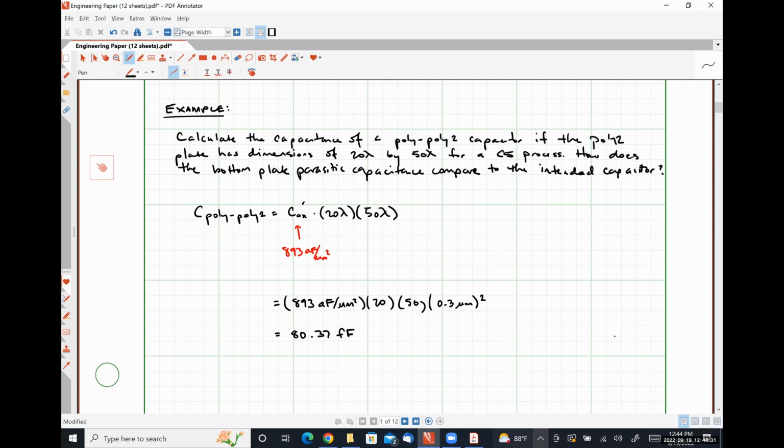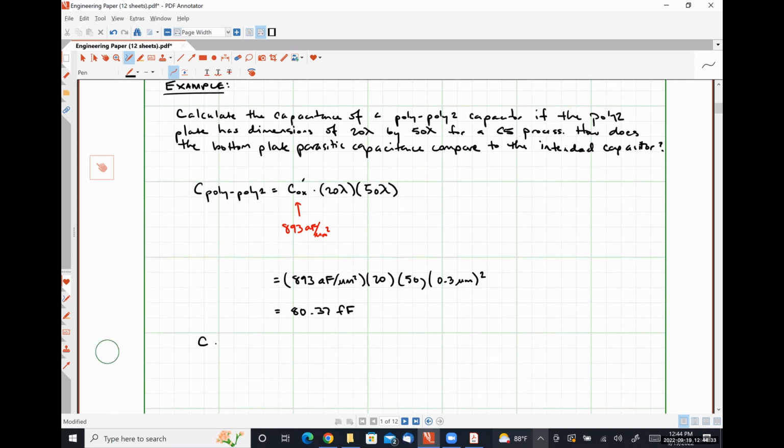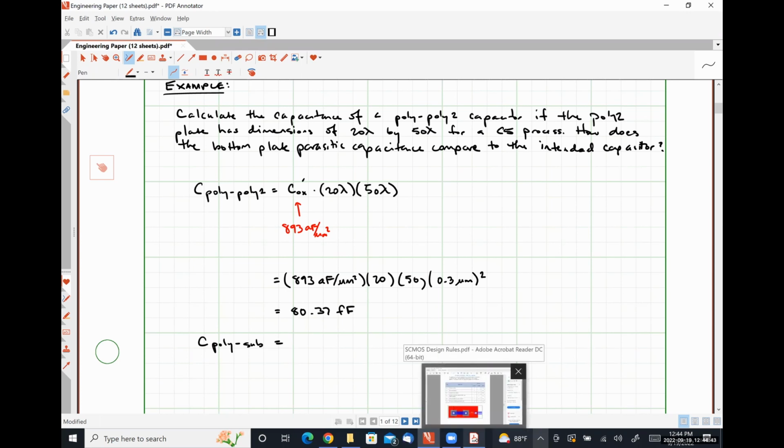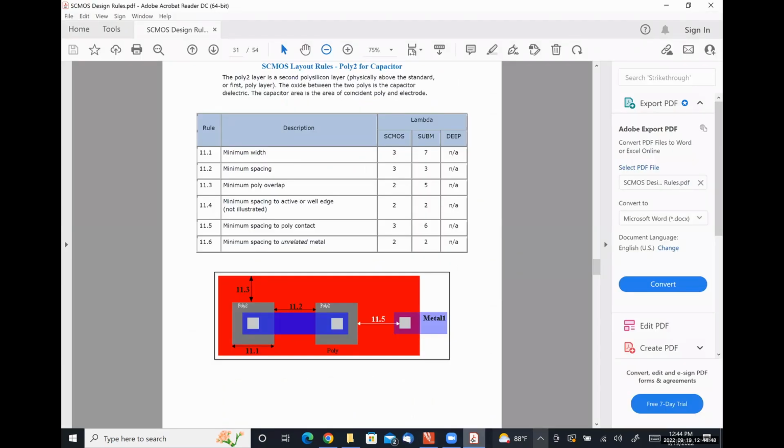So to get our C poly, the substrate value, we need to look at our design rules and figure out what the minimum size of our plate is going to be. So the minimum poly overlap, which is defined by section 11.3 here, says that we must extend, if we're looking at a submicron process, which is what the C5 is, we have to extend 5 lambdas in every direction.